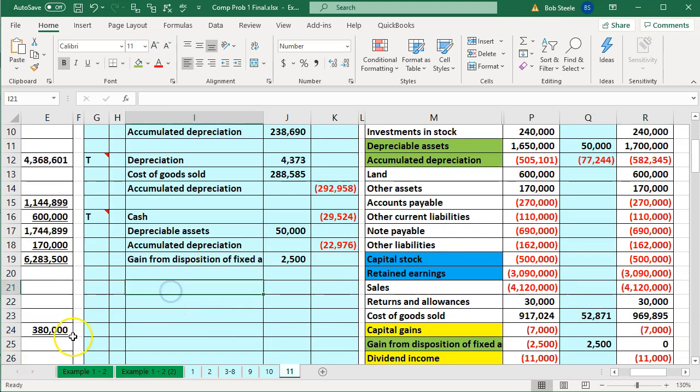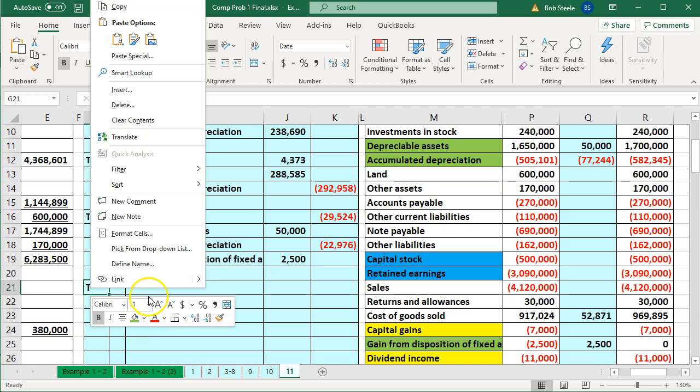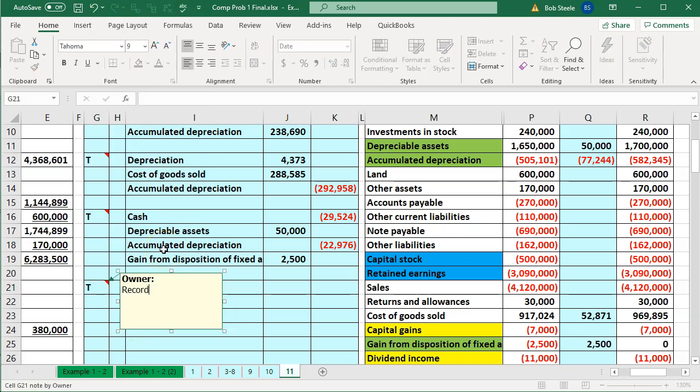Now we're going to record the same transaction basically on a tax basis. So I'm going to do another journal entry on a tax basis. I'm going to say we have: record sale of equipment on tax basis.